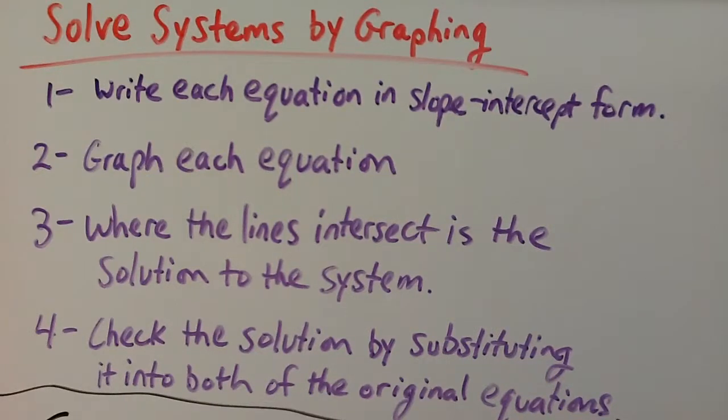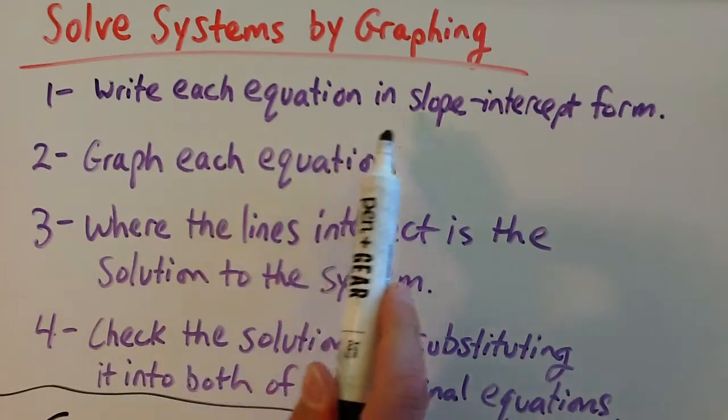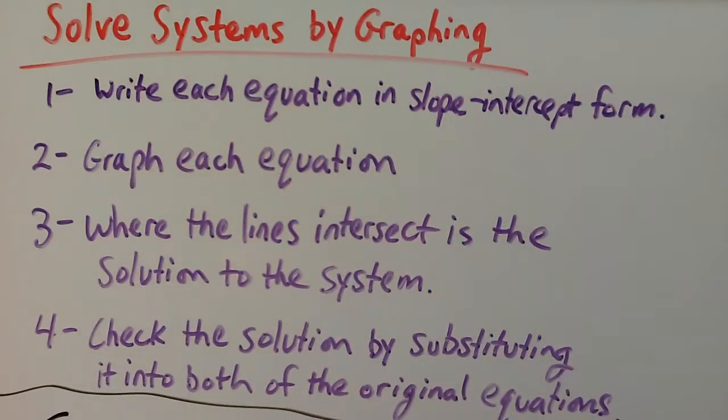Solving systems of equations by graphing. To solve systems by graphing, let's first write the equation in slope-intercept form. Number 2, graph each equation on the same coordinate plane. Number 3, where the lines intersect is the solution to the system of equations.